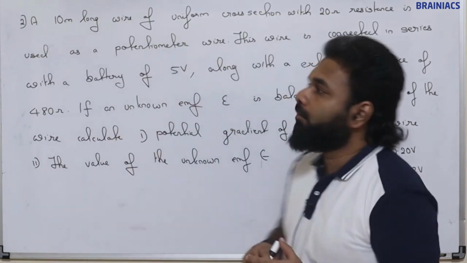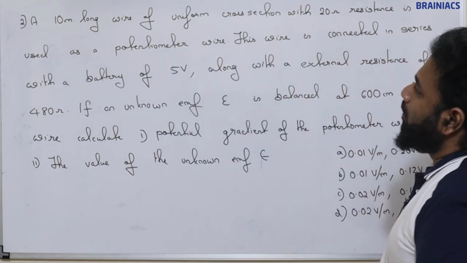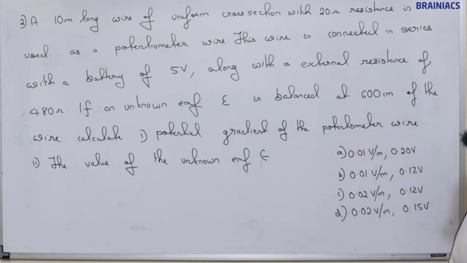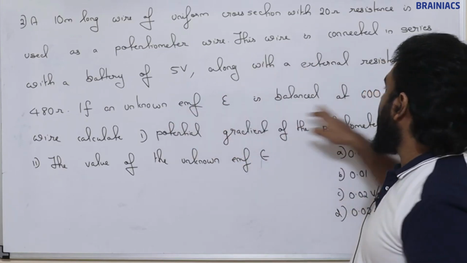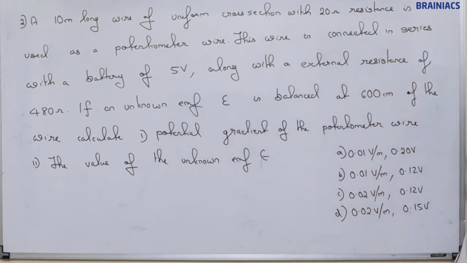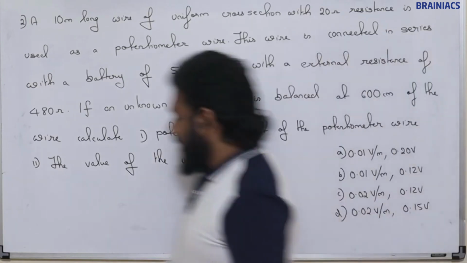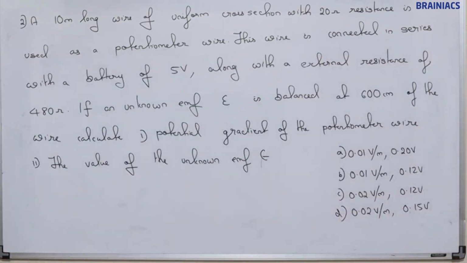Take the next question. A 10-meter long wire of uniform cross section with 20 ohm resistance is used as a potentiometer wire. This wire is connected in series with a battery of 5 volt along with an external resistance of 480 ohm. Now, if an unknown EMF E is balanced at 600 centimeter of the wire, calculate the potential gradient of the wire and the value of unknown EMF.